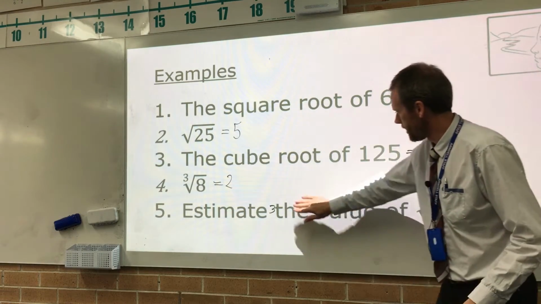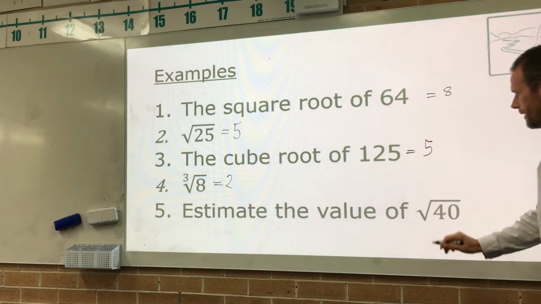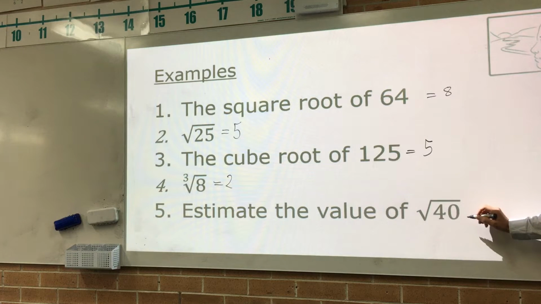The last question here asks us to estimate the value of the square root of 40. Notice 40 is not a perfect square. It's not the square of a number. What are the two numbers either side that are perfect squares? What do you think of that's near 40 but not that is a perfect square, a number multiplied by itself?